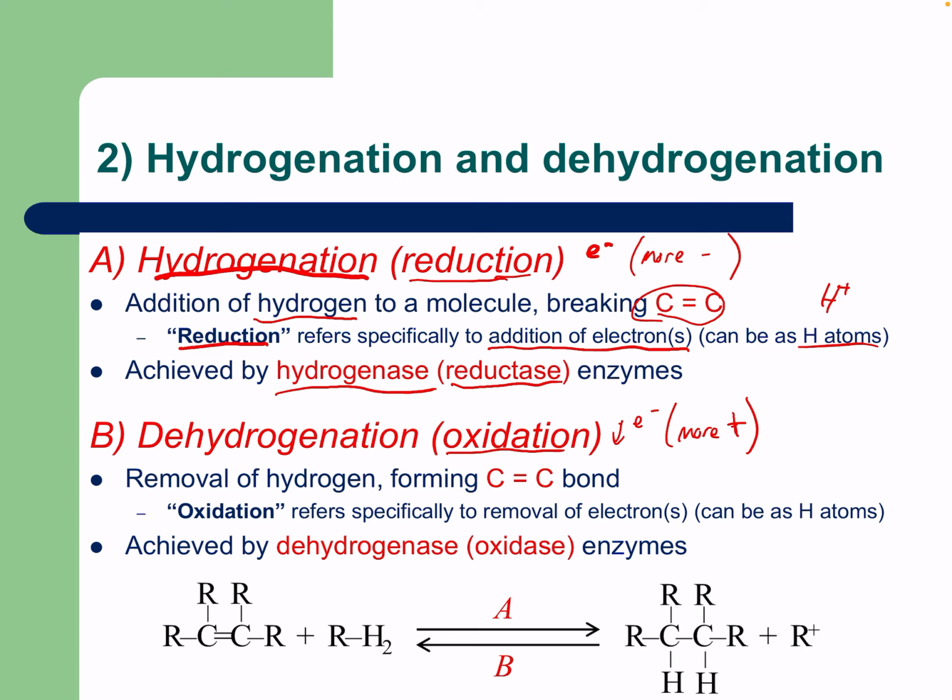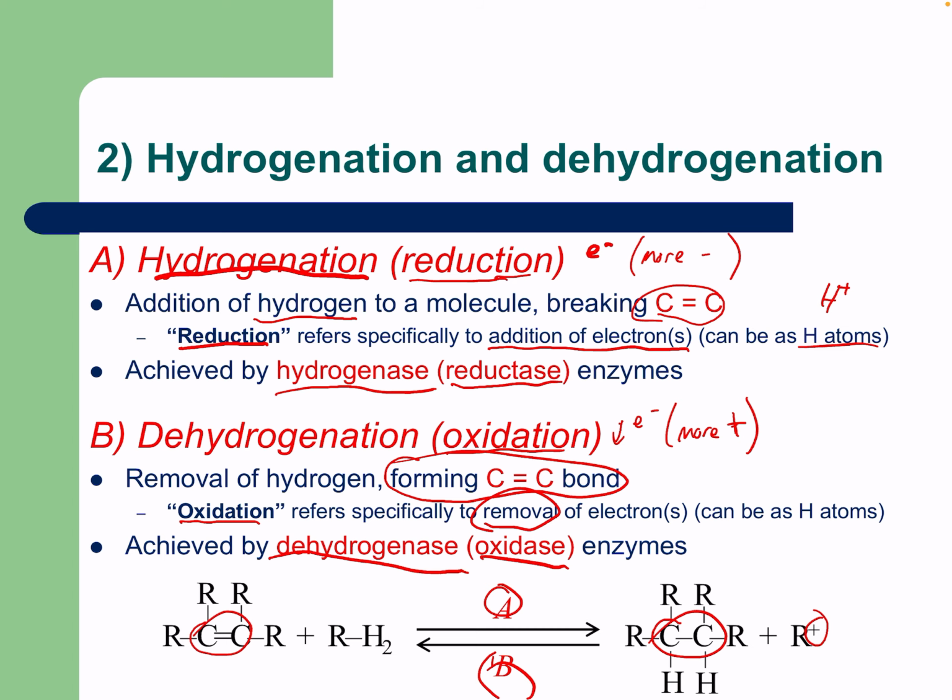Dehydrogenation, also known as oxidation, is the removal of hydrogen, forming the carbon-to-carbon bond. Here we can see the carbon-to-carbon bond, and now here we don't have that. Essentially, it's that carbon double bond. Oxidation refers specifically to the removal of electrons, containing hydrogen atoms, and this is achieved by dehydrogenase or oxidase enzymes. So we have the reaction with A being hydrogenation and B being dehydrogenation.